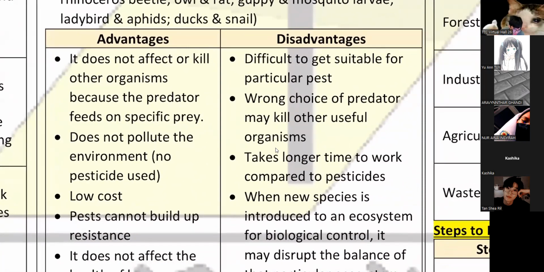But what is the advantage if we use biological control? Number one, they do not pollute the environment. Tidak mencemarkan alam sekitar, they're very clean.